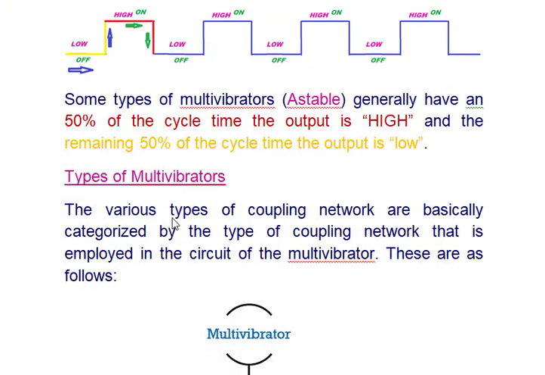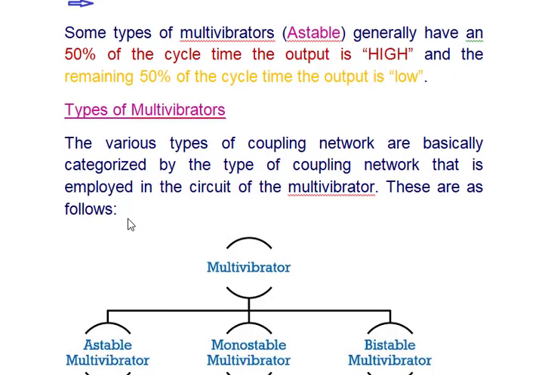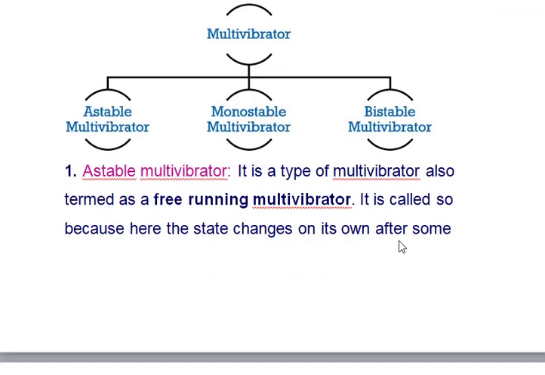Now we see the types of multivibrators. There are various types of multivibrators, categorized by the type of coupling network employed in the circuit. There are three types. One is the astable multivibrator. The second one is the monostable multivibrator. The third one is the bistable multivibrator.